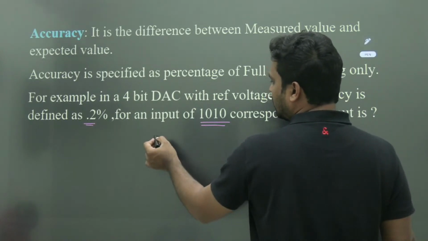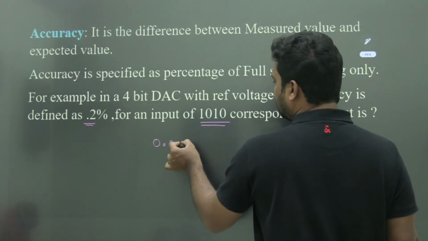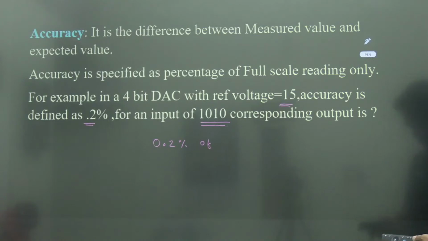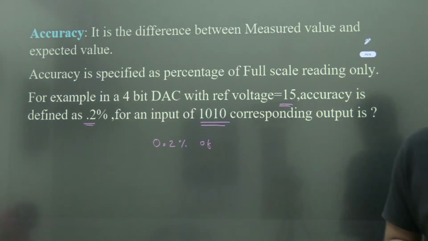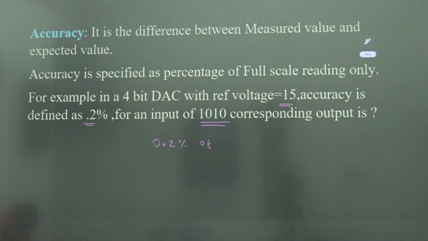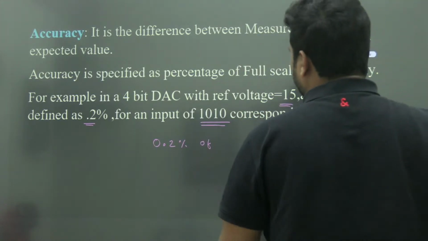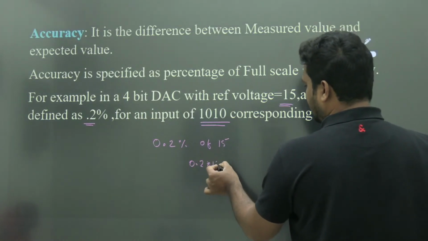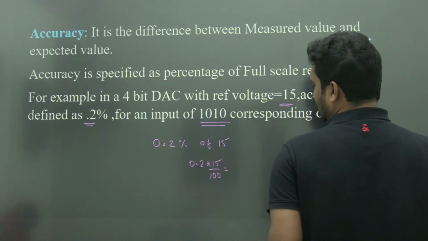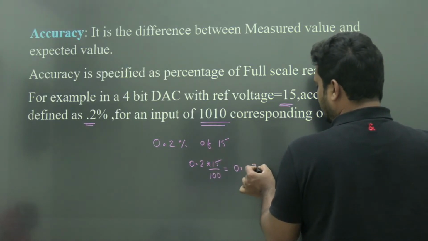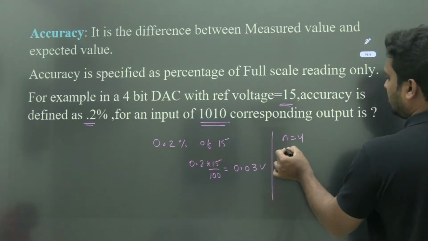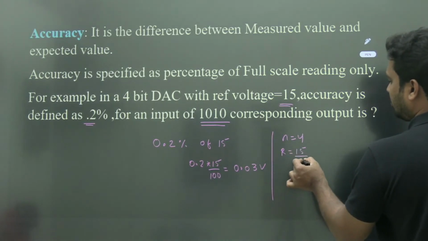Firstly, what is accuracy? 0.2% of, always we should take with respect to full scale. Okay, we should speak with respect to full scale. So 0.2% of 15, that is 0.2 into 15 by 100, that will give you 0.03 volts. So for a 4-bit DAC, n equal to 4, what is the resolution? V reference by 2 power 4 minus 1.